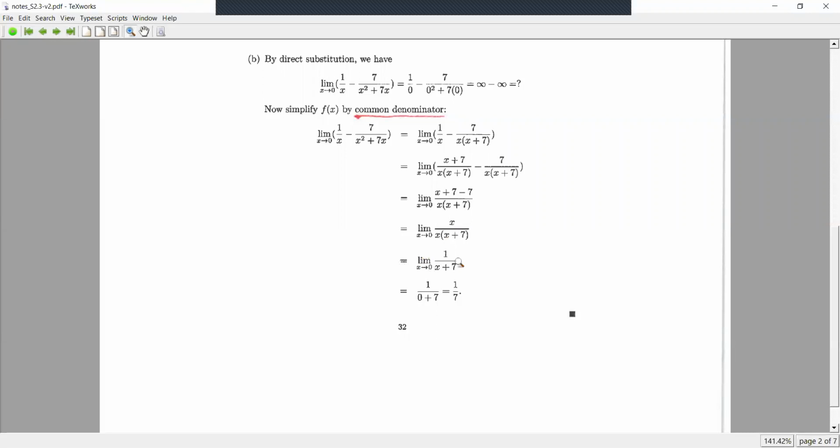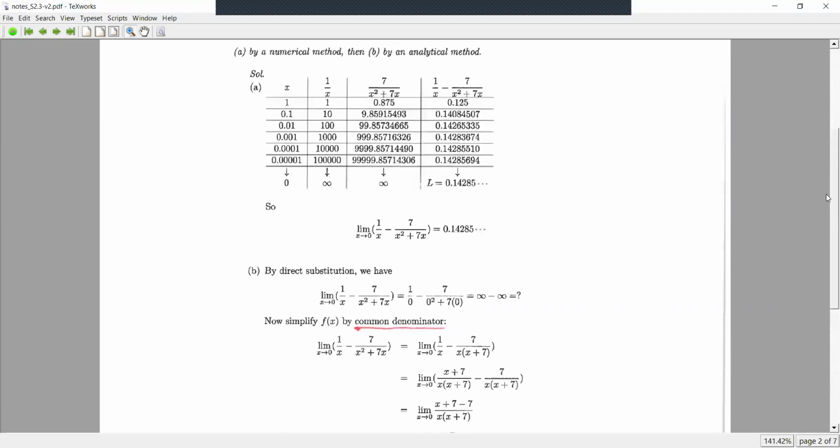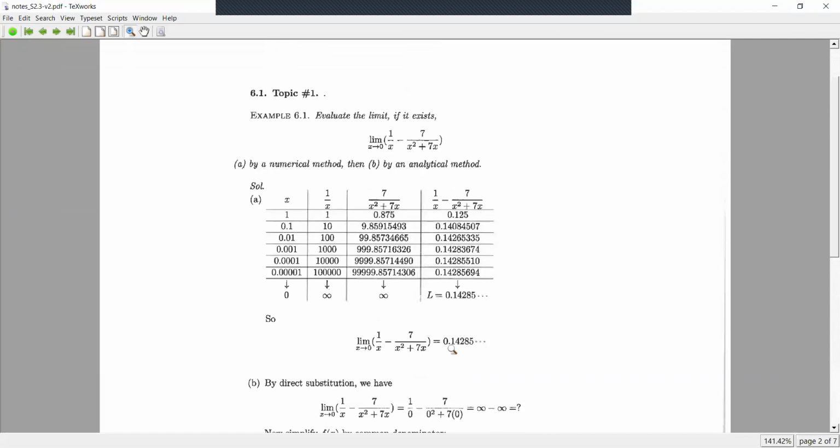Now, to find this limit, direct substitution, plug in 0 in x. So this limit is equal to this number. This number is 1/7. So it turns out that this number is 1 over 7, the exact value.